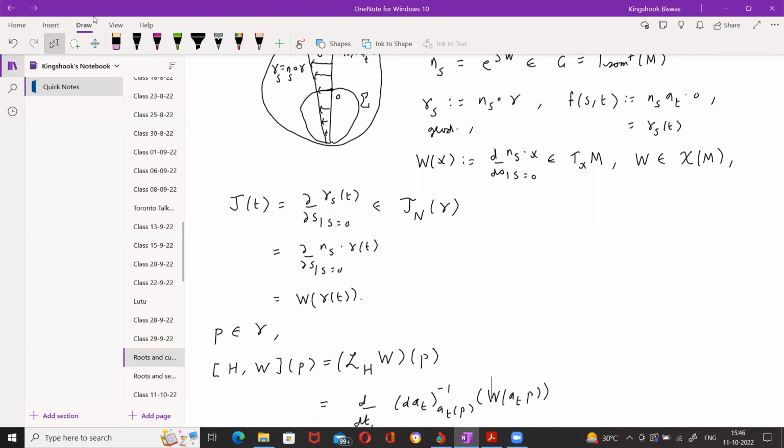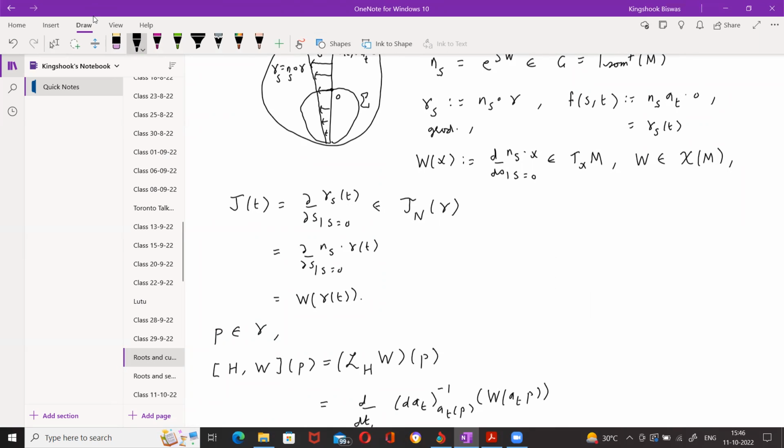Because what is J of T? It is del S at S equal to 0 of gamma S of T. This is a Jacobi field, and it will be a normal Jacobi field also. And this is del S at S equal to 0 of ns dot gamma T, right? And differentiating with respect to S, ns dot anything gives you W of that, right? So this gives you W of gamma T. Is this okay? So restricting W to the geodesic gamma gives you a normal Jacobi field J.